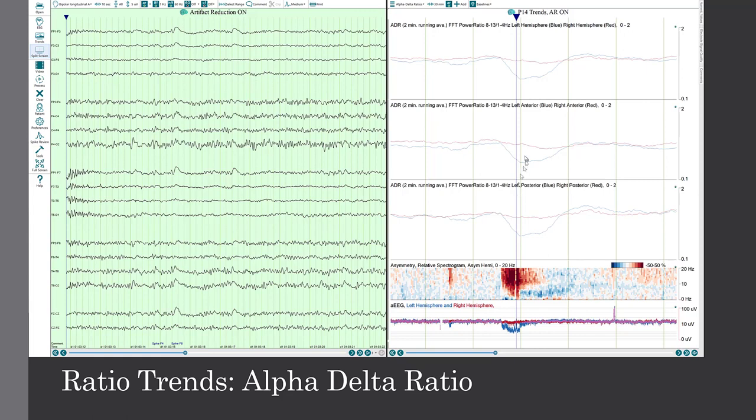But looking at ratios, again, that ratio, as we lose faster frequencies, we expect this to decrease. And that's an example of that.